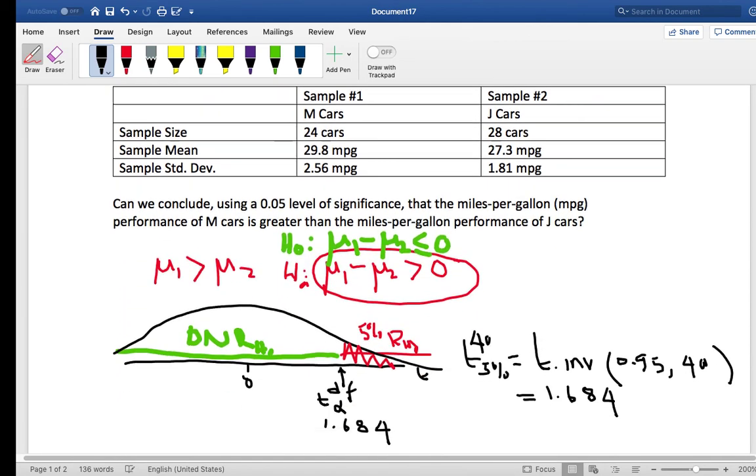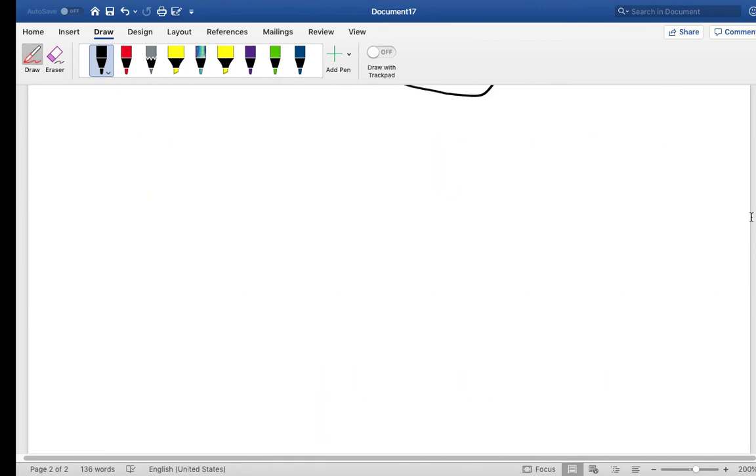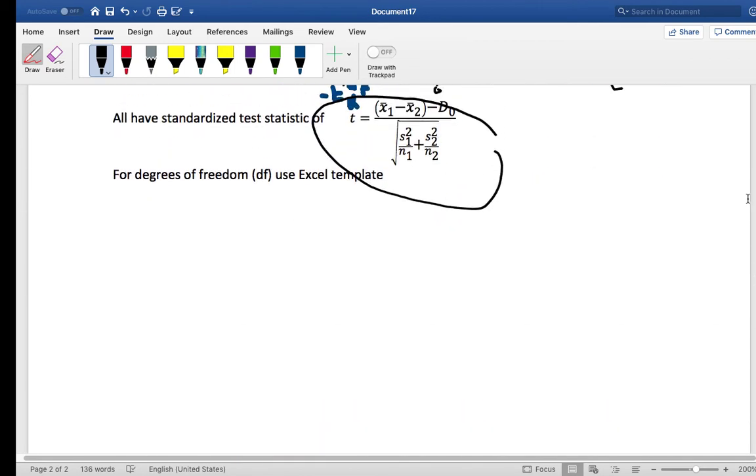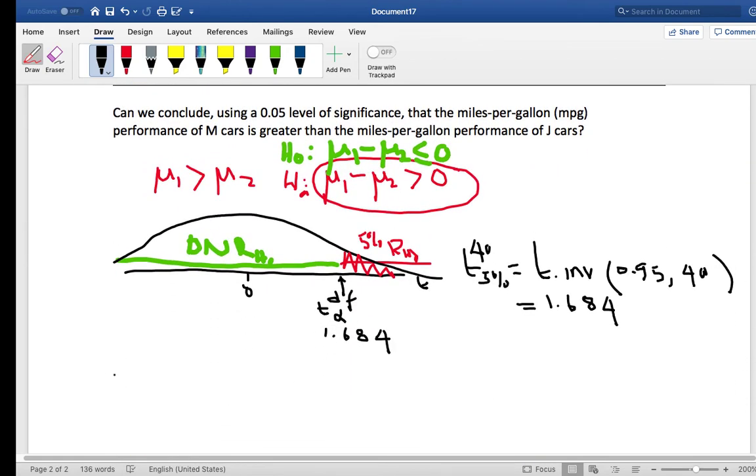So it's very similar to what we did before, but we can just look at it one more time if you want to get a little bit of extra practice. So it's going to be x1 bar minus x2 bar, the top part, the numerator. So the test statistic, I like to call it the standardized test statistic, but it's still the test statistic, is going to be x1 bar minus x2 bar minus d0.